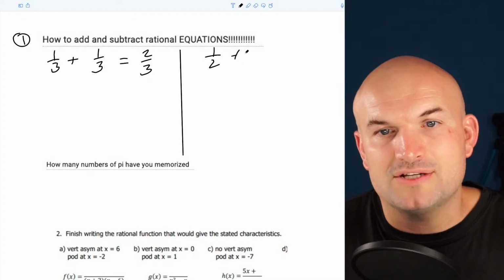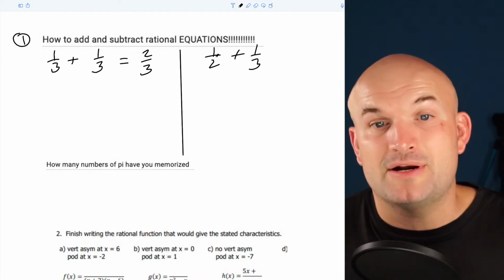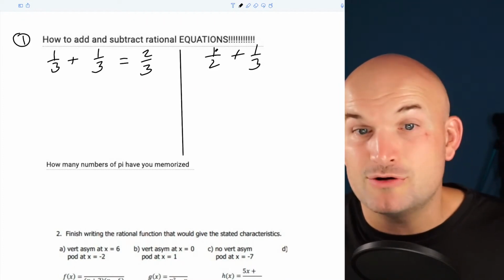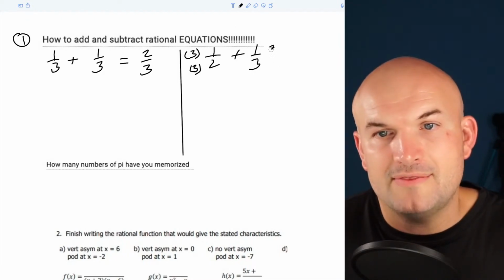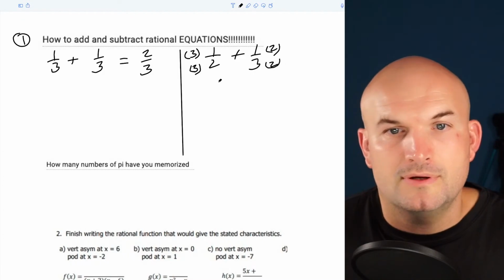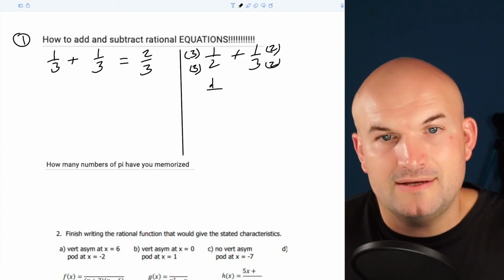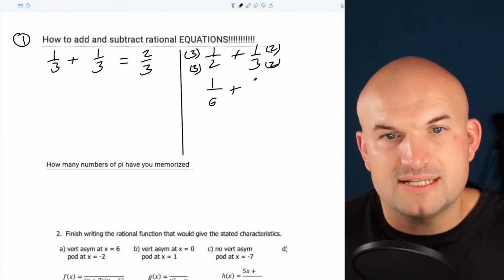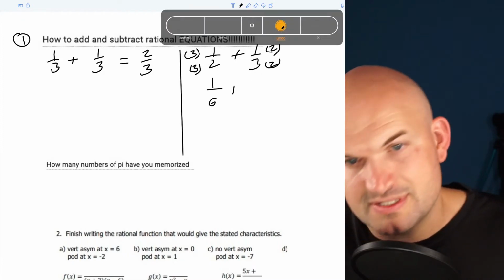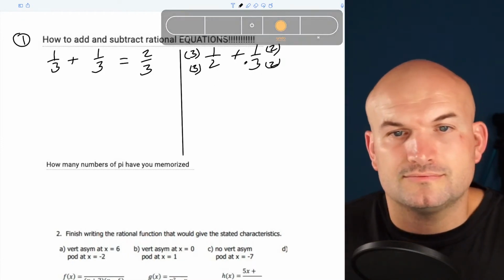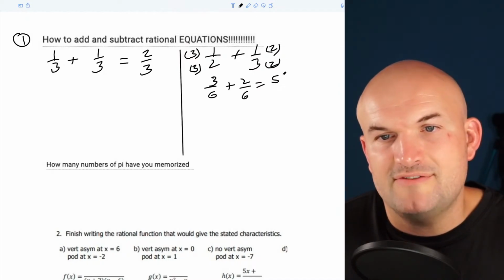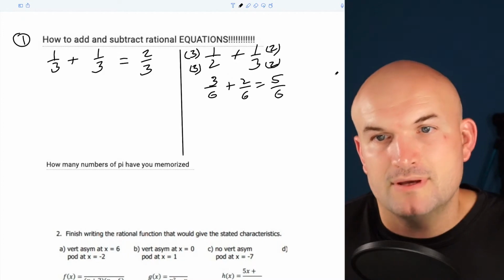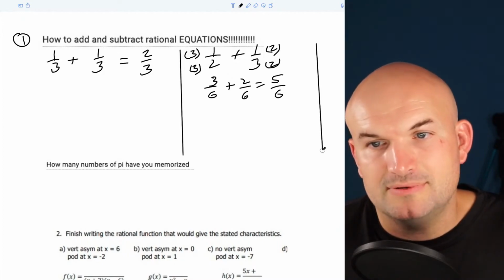Here I have 1/2 plus 1/3. Well, here you got to get common denominators, right? So the common denominator here is going to be 6. So what I'm going to do is multiply by 3/3 and then 2/2. So therefore now I have, sorry, 3/6 plus 2/6, which equals 5/6. Okay? And then that's the second example.